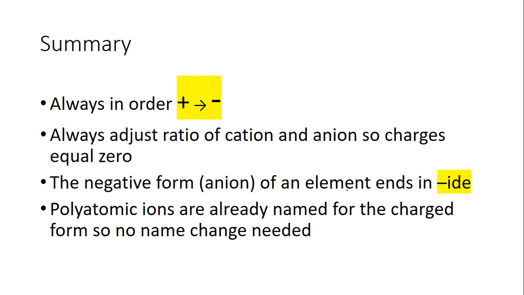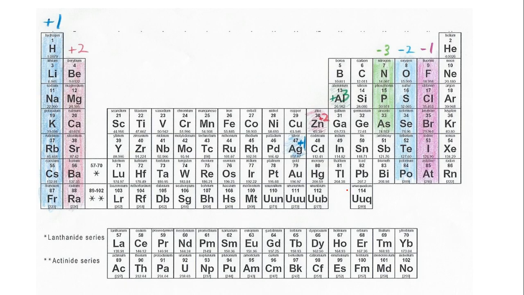So if you pull something off the periodic table like chlorine or iodine or oxygen, and you make it negative, -1 or -2, however it is, you want to make sure when you name that, it ends in IDE. Polyatomic ions, since they are already charged and named as such, you don't need to change their names. So there.